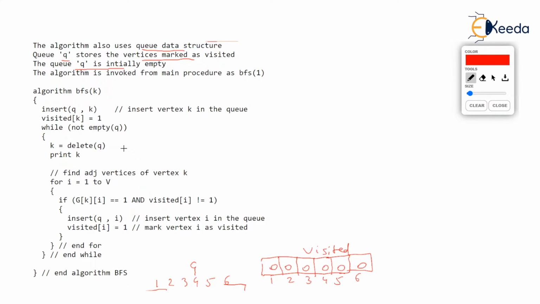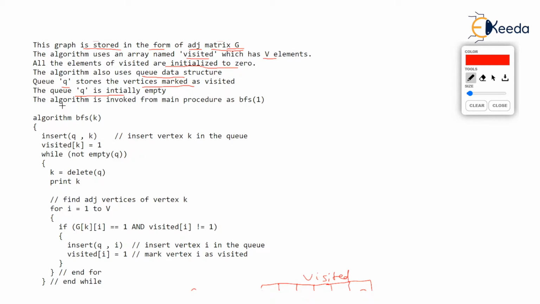All right. And the last thing written in the comment is that the algorithm is invoked from the main procedure or main program as BFS(1). What we mean by this is that the BFS algorithm will commence or begin from the first vertex.